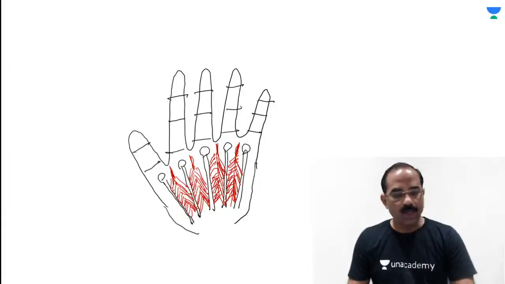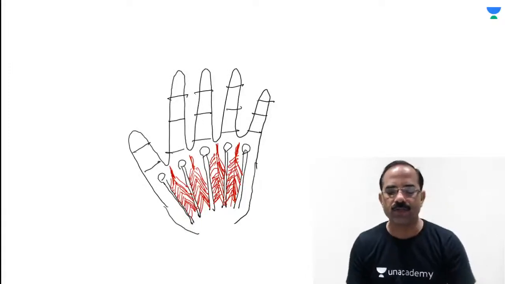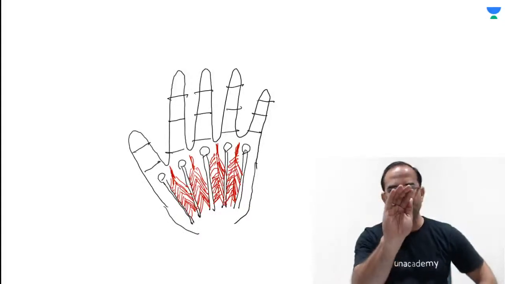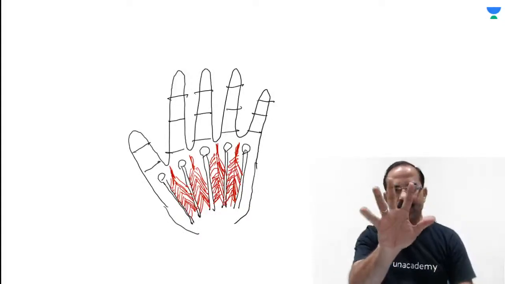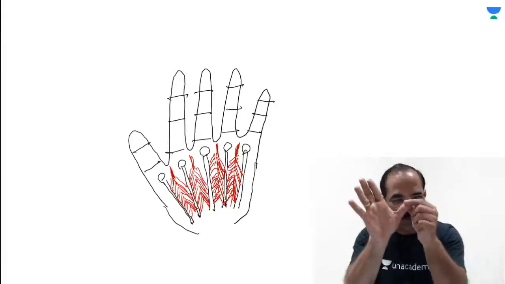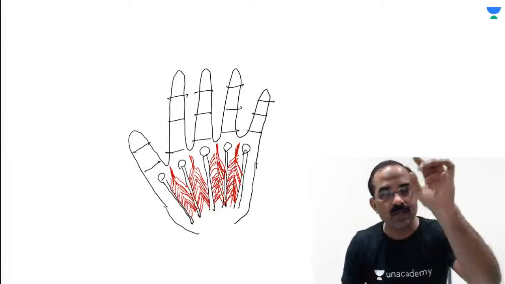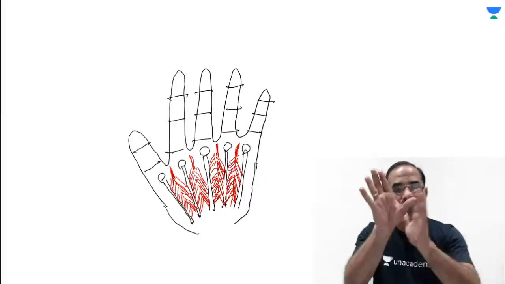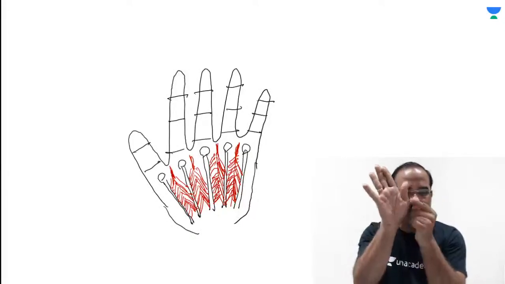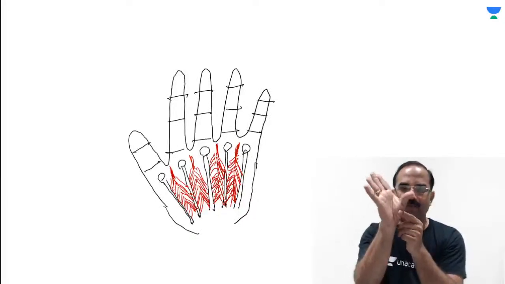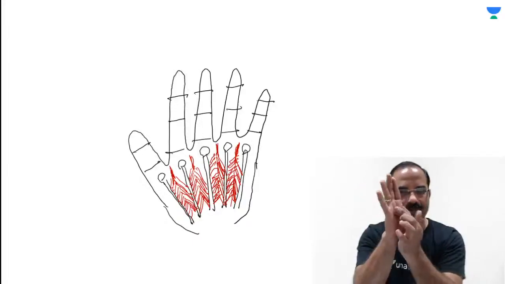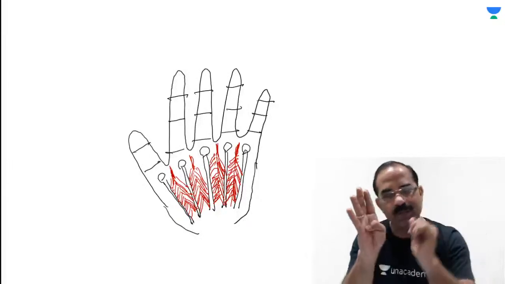Now tell me, what is the action of dorsal interossei? Look, dorsal interossei does abduction of the fingers. Now tell me, students, for the thumb, there's a special abductor. I've not told you that, but yes, it's a muscle of the thenar eminence. There's a special abductor for the thumb, that is abductor pollicis brevis. So no dorsal interossei for this, because it's a special abductor.